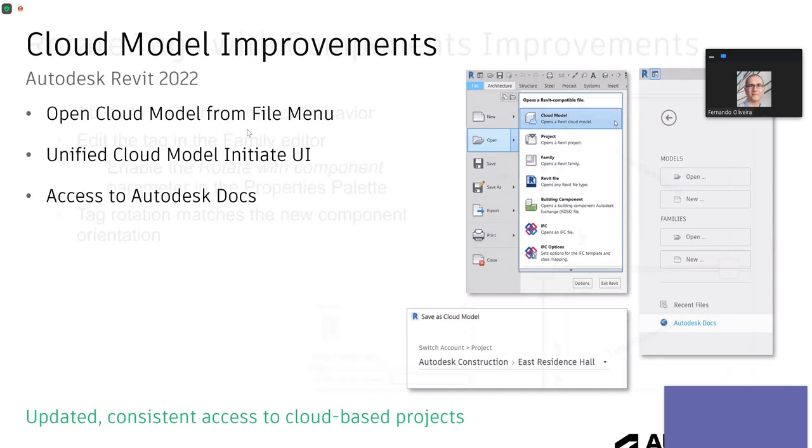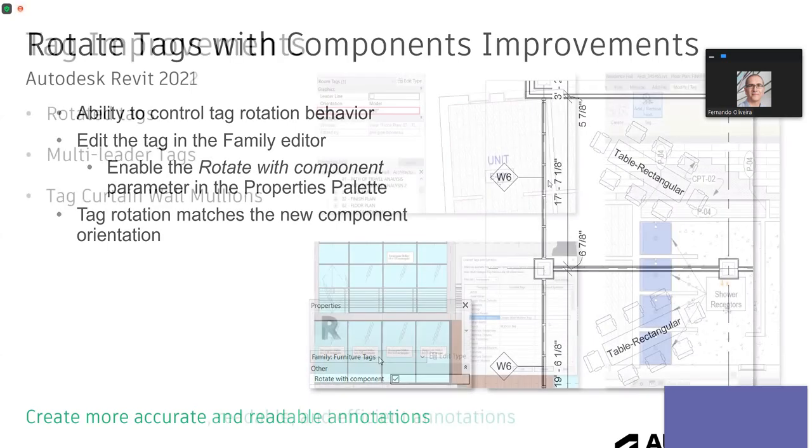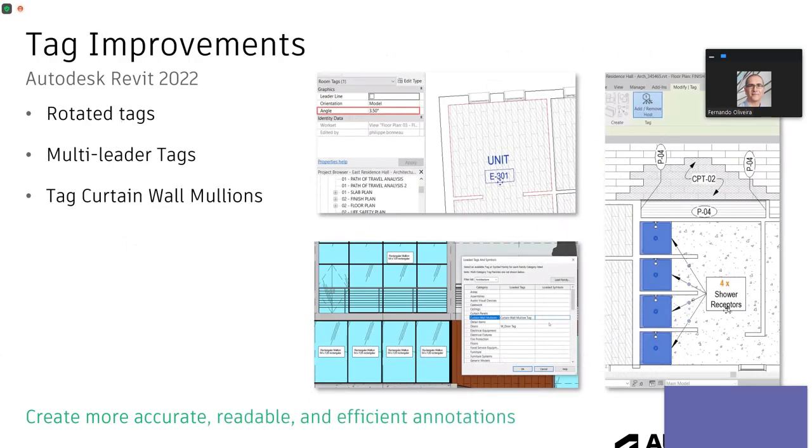Tags, some improvements, yes. One very requested, rotate with component. Be sure that when I tag this table, you align with the table, that's great. So now the property on the tag, enable rotate with component, is there, I activate it, and when I apply the tag on the object, it's going to be rotated with the component. If I rotate the component itself, you're going to adjust the tag also. So that's great.